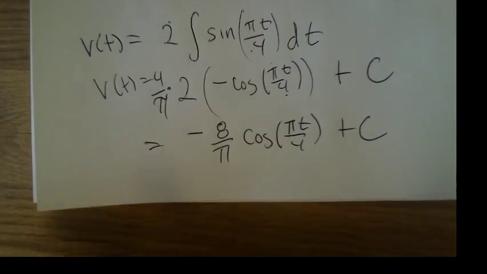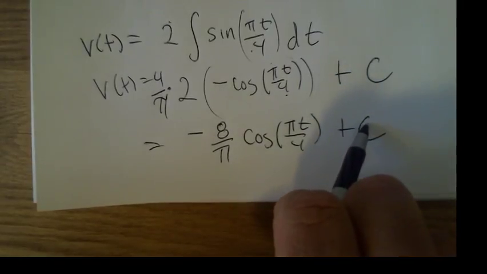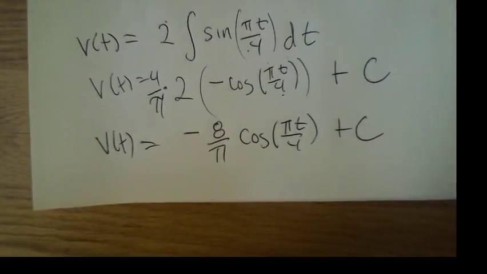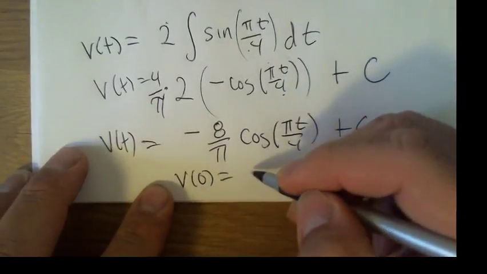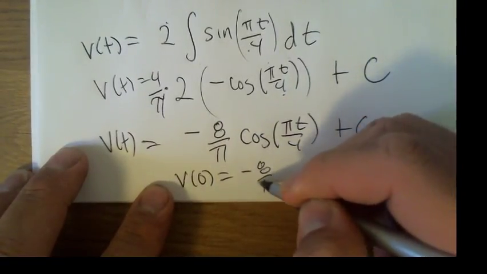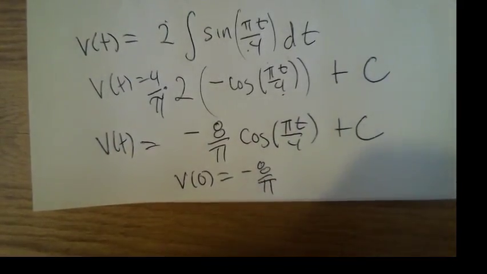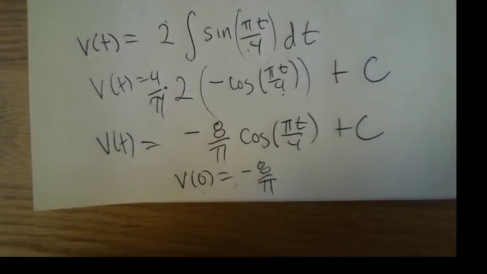Now I'm still not done with the velocity because I have a plus c here. As of now, I have a family of functions, but I'm actually given more information, a way to find c. If you look at the initial velocity, it is this. That was given information.